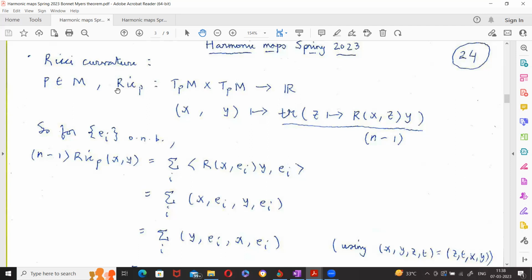It is a bilinear form on the tangent space. This is bilinear in X and Y. There's less than a minute left, so let me stop this session and start a new one.